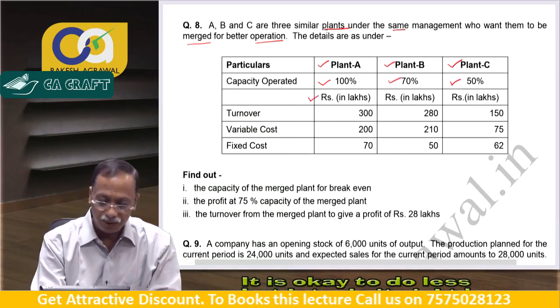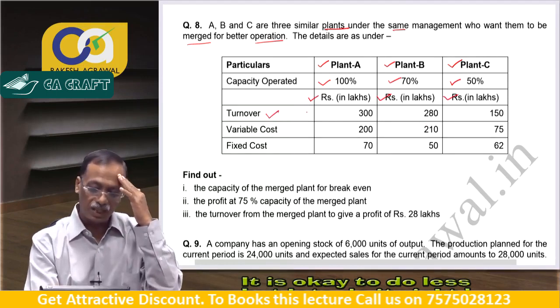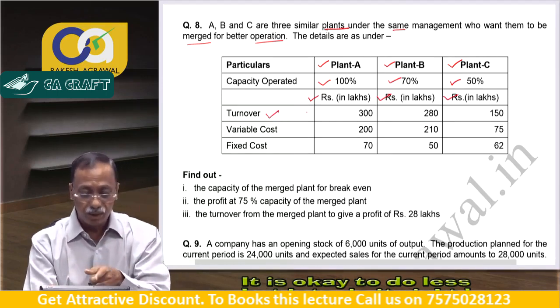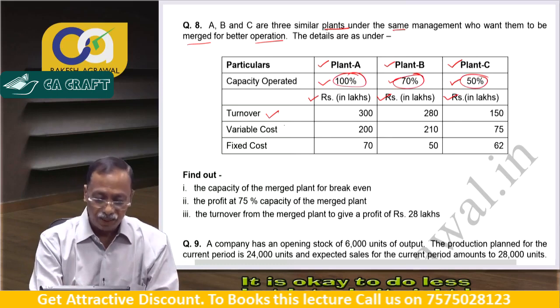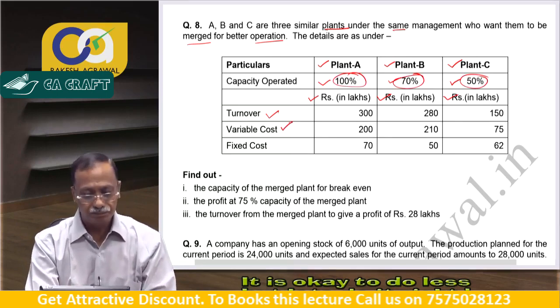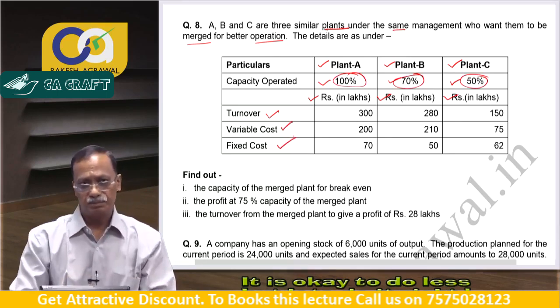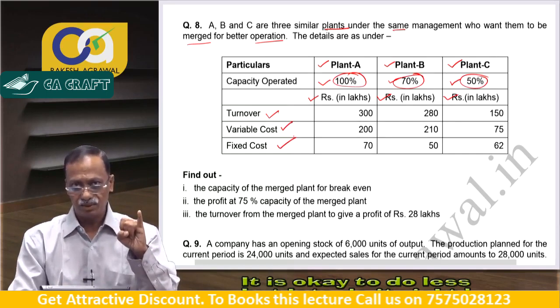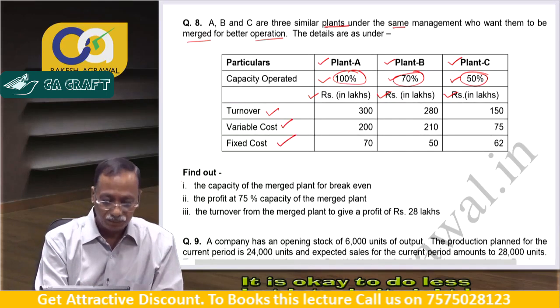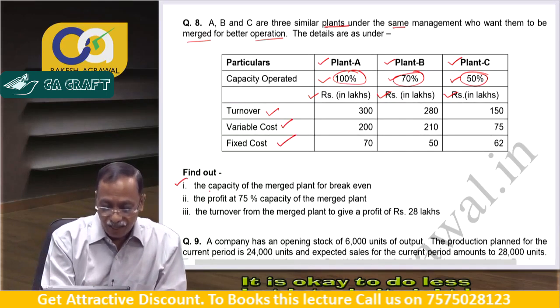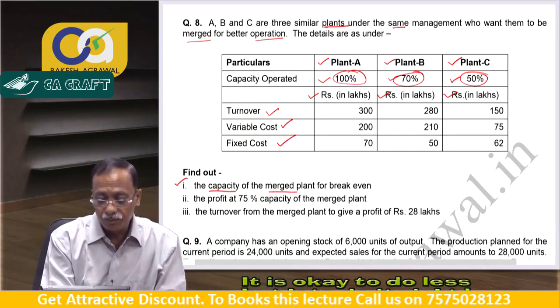Remaining data is in rupees lakhs. The turnover, that is sales, is given in rupees lakhs for all the three plants. Please remember this turnover is at 100%, 70% and 50% of the capacity. Then variable cost is given and fixed cost is given. Sales given, that is turnover, variable cost, fixed cost. Question is, find out, number 1, the capacity of the merged plant for break even.